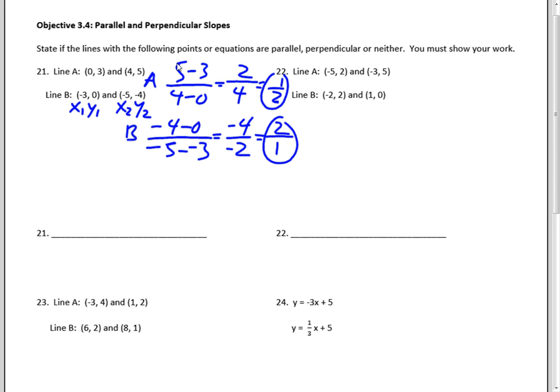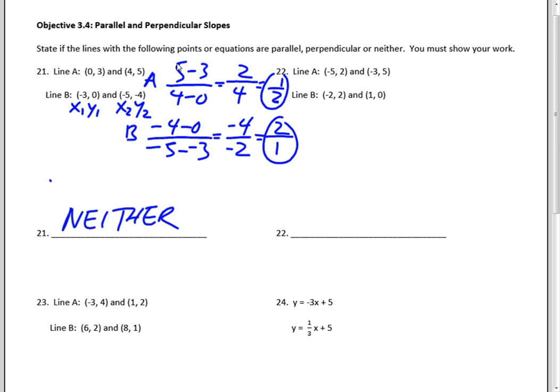Are these opposite signs or the same sign? One's positive, the other one's positive. Just because it has 2 negatives doesn't make it negative. Negative divided by negative is a positive, which means that this is neither, because these are not opposite reciprocals. They're reciprocals, but they don't have opposite signs. These are both positive. They're not equal, so they're not parallel. This is a neither situation.